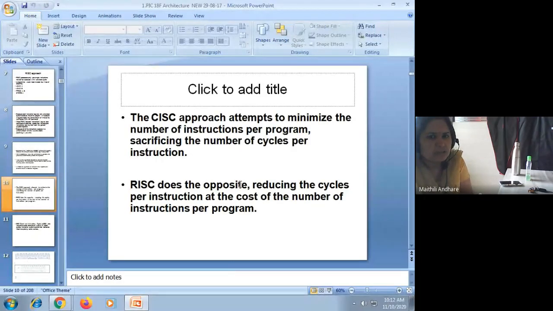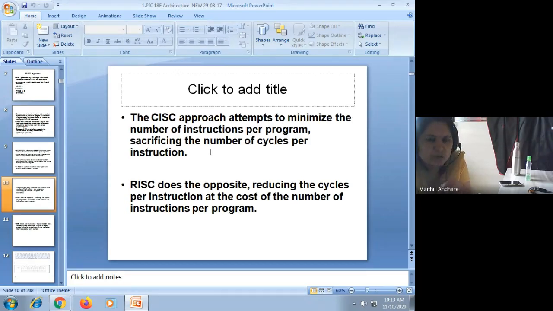So see, the basic and most important thing is related to the number of instructions and the number of cycles required to execute an instruction. The CISC approach attempts to minimize the number of instructions per program, sacrificing the number of cycles per instruction. And RISC does the opposite, reducing the cycles per instruction at the cost of the number of instructions per program. So what is the meaning of this? CISC has a large number of instructions.